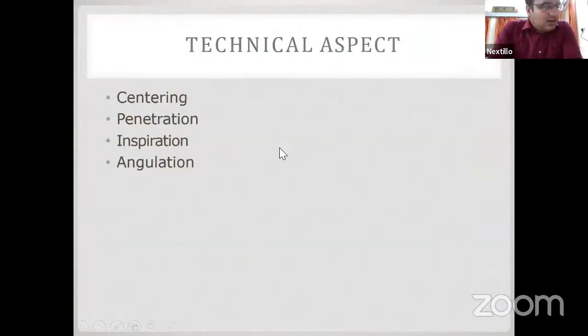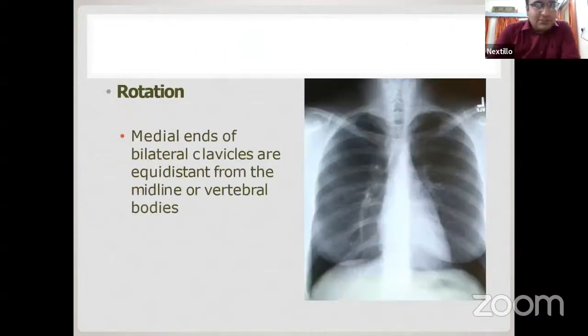Before going further, let's talk about a few technical aspects. You must have seen X-rays multiple times, but why is it that some X-rays look very good and some look very bad? How is it possible that something could be missed on an X-ray? It could be that after a year or two you are sitting in the emergency and you should know about it, because if anything gets missed, you have to save your skin. So let's talk about this. Being a doctor, we should know this.